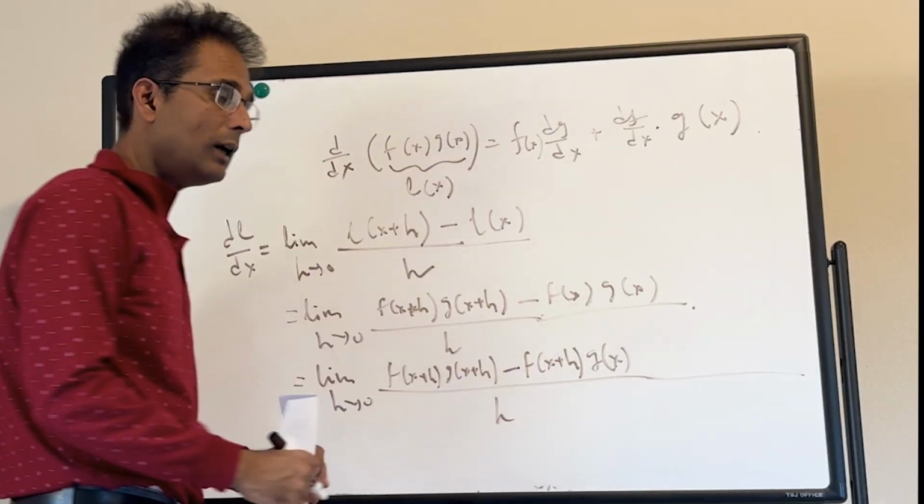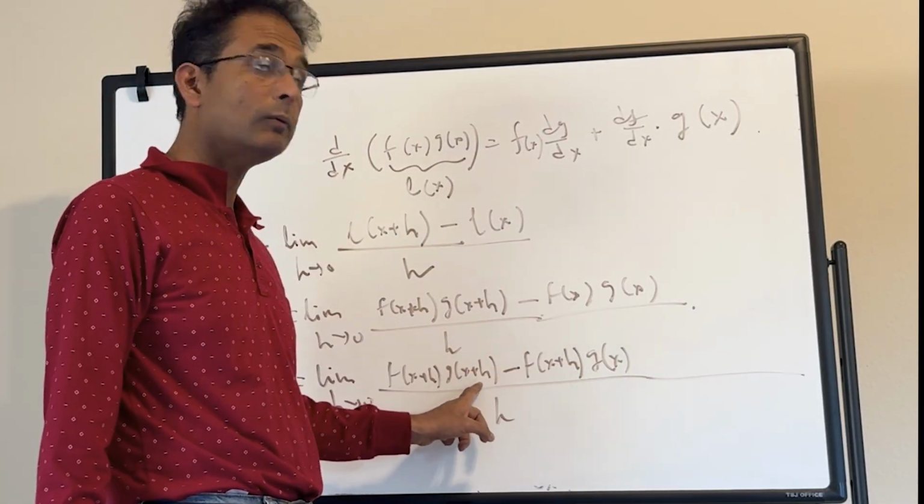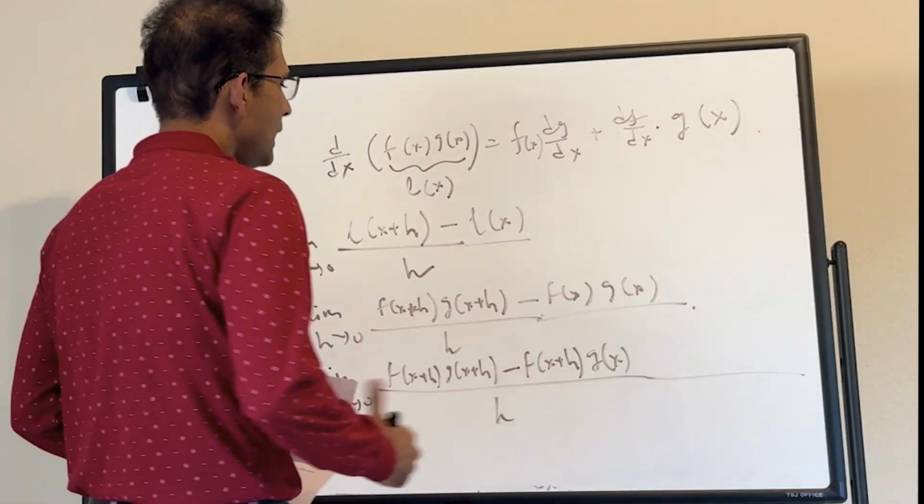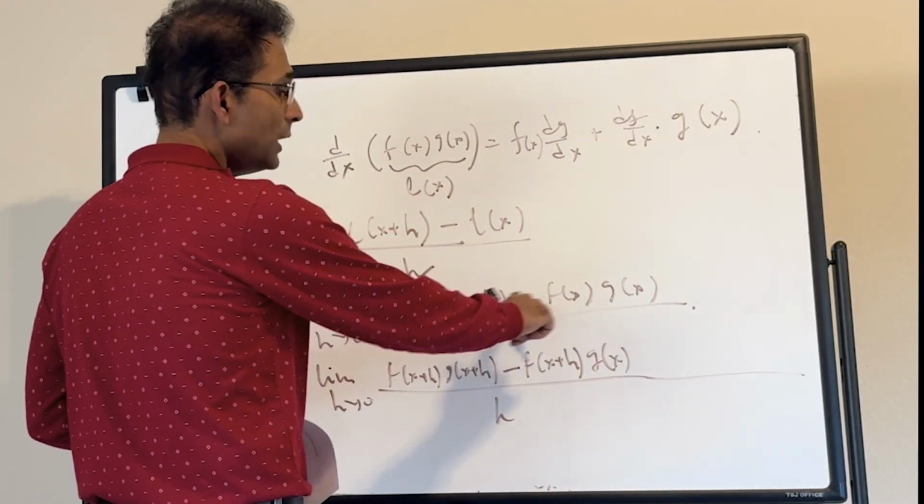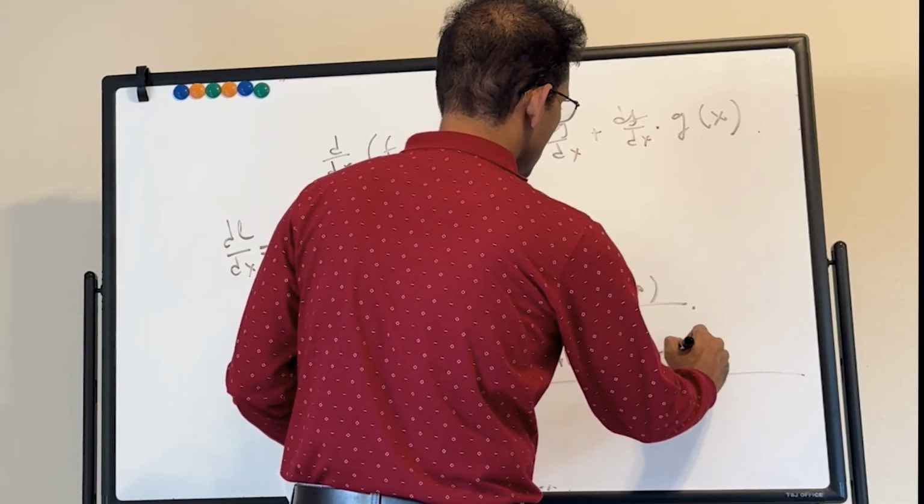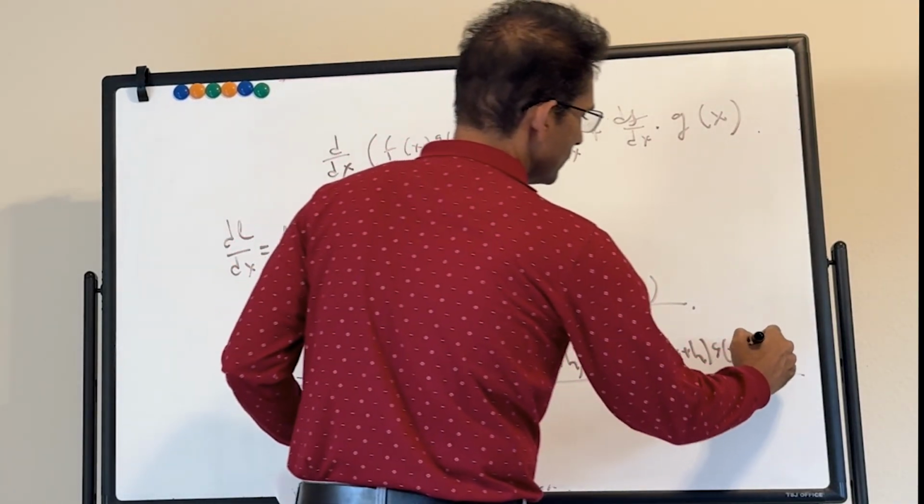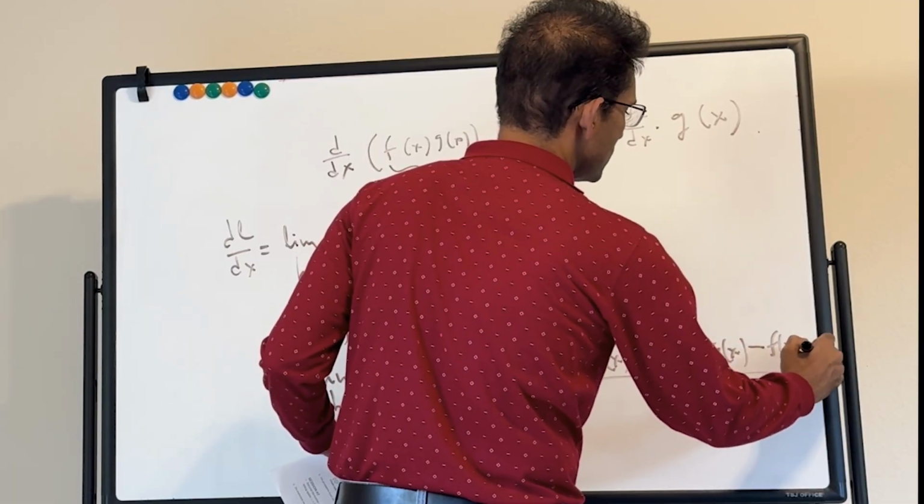Did you see what I did? I left this f of x plus h as it is, but I changed g of x plus h to g of x. And then this term isn't here in the numerator, right? So you have to add this term. So you write plus f of x plus h times g of x, and then you write that one, minus f of x times g of x.